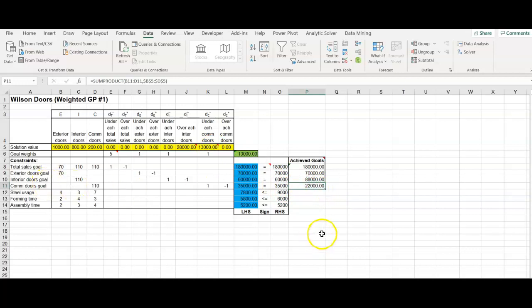However, this solution is still better than the original LP problem solution, where it was telling us to produce 0 commercial doors. At least now we know that we don't have to fire all of the salesmen in our company who sell commercial doors or who specialize in commercial doors.